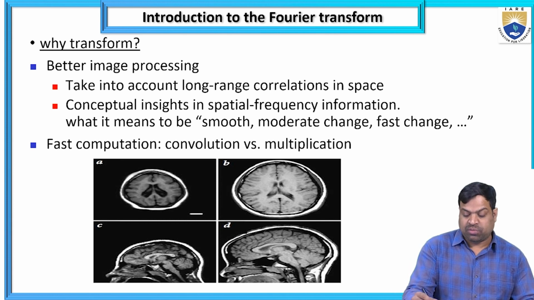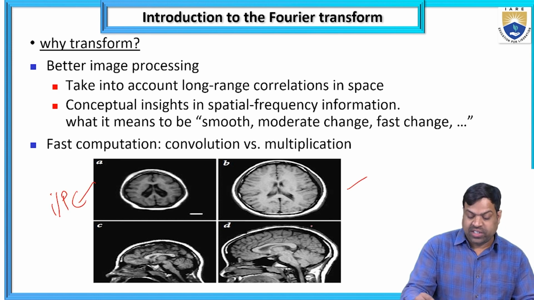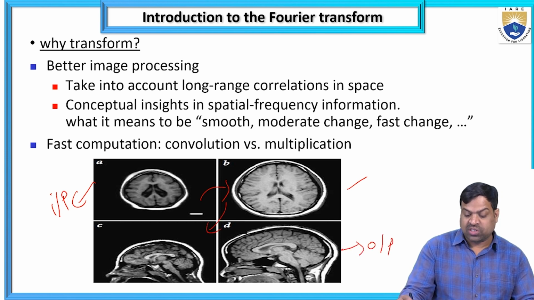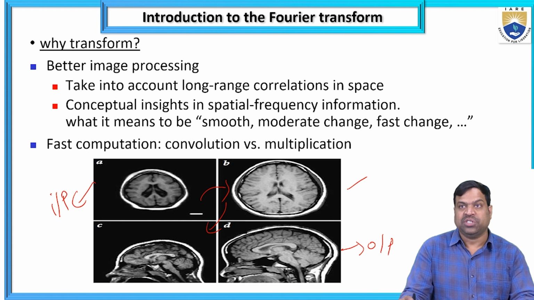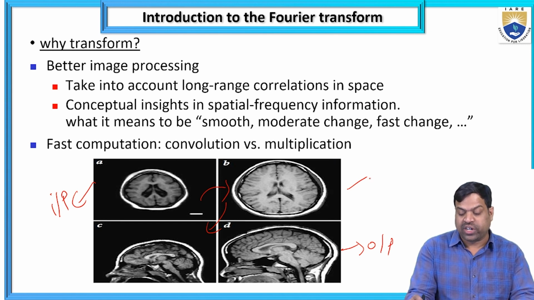So here one figure is there. It is the input image. It is converting and it is a final output image. So what is the final output image between the input and output? What is happening is that it takes into account long range correlations in space, and it is a smoothing, moderate change or fast change. What is the difference here? I am applying fast computation. So that is a convolution versus multiplication. What a convolution is and what a multiplication is, we will discuss.